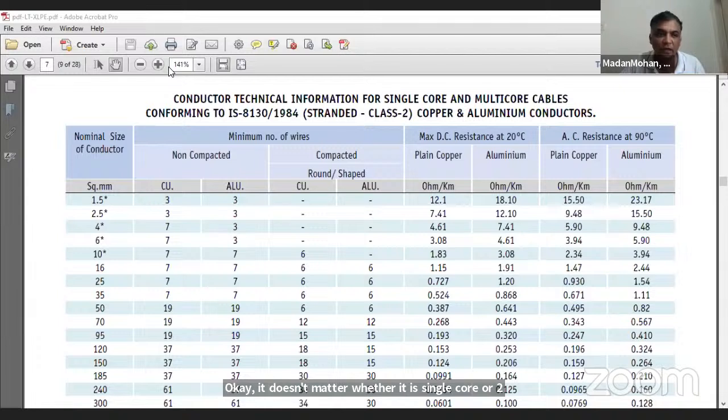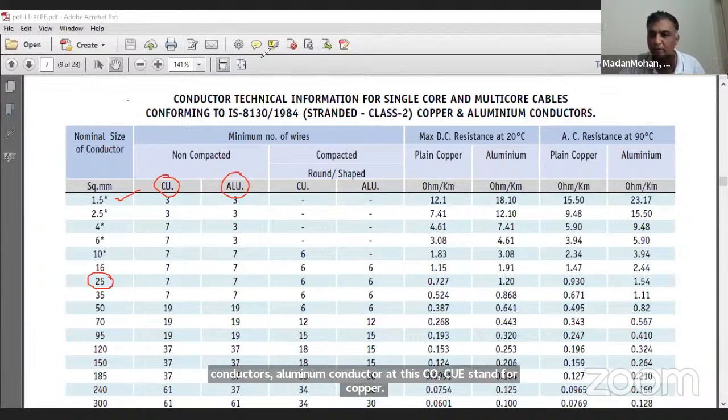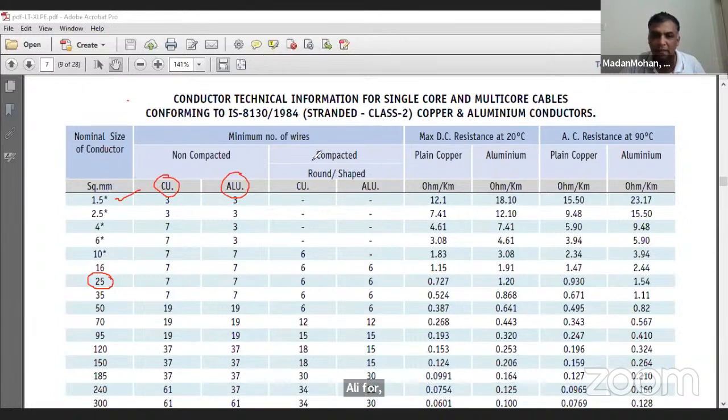Based on the cross-sectional area of the conductor, this is the nominal size of the conductor. It starts from 1.5 square mm, 2.5, 4, 6, up to almost 1000 square mm. So this is the conductor size. For example, you are going with a 25 square mm conductor. Like I told you, we use two types of conductors: aluminum conductor and Cu, which stands for copper, and Al for aluminum. This also gives the number of wires, and whether it is compacted and round shaped.